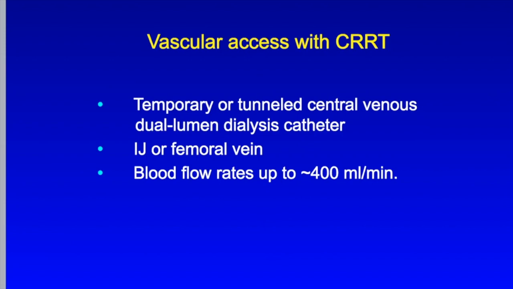Now let's look at two more specific issues involved in choosing and running the different forms of RRT. We'll talk about vascular access and anticoagulation. Vascular access is via either a temporary or a subcutaneous tunneled central venous dual lumen dialysis catheter. As with most central venous lines, either the internal jugular with the catheter tip in the SVC or the femoral vein is used. The blood flow rate is controlled by a roller pump, so the central vein needs to be able to supply up to 400 mL per minute of blood flow.